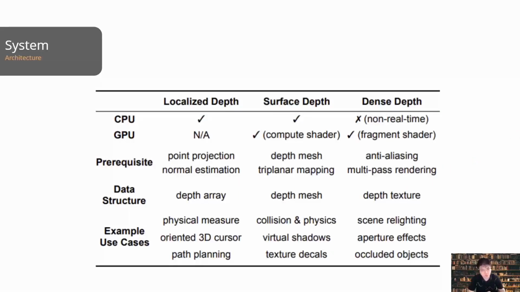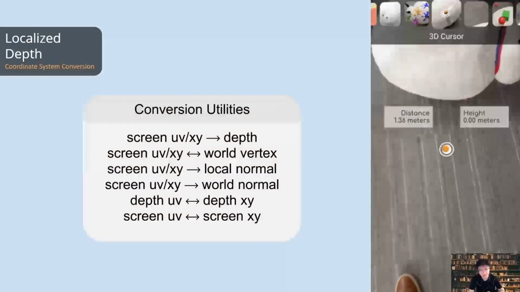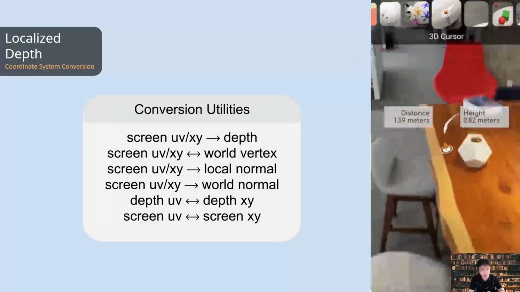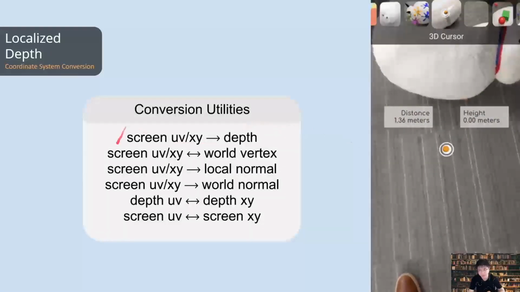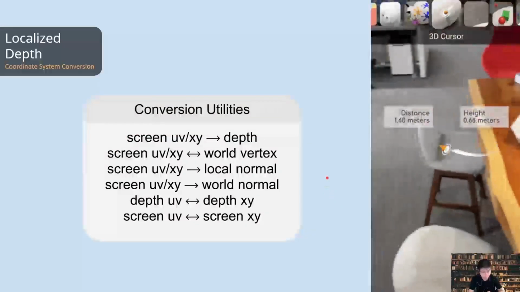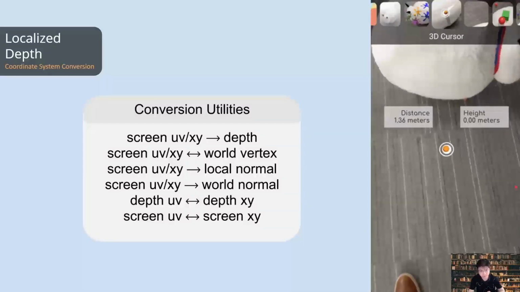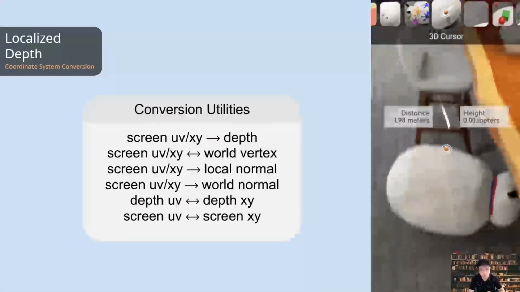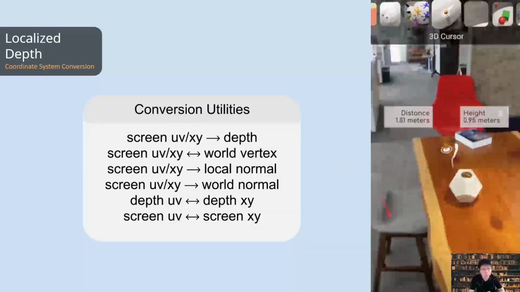Based on the data structures, we classify our DepthLab components into three categories: localized depth, surface depth, and dense depth. Localized depth uses the depth array to operate on a small number of points directly on the CPU. For example, by converting between the screen space and the world space, DepthLab provides a 3D-oriented cursor. The cursor orients according to the normal vector of the physical surface and details about its distance to the ground and to the camera.